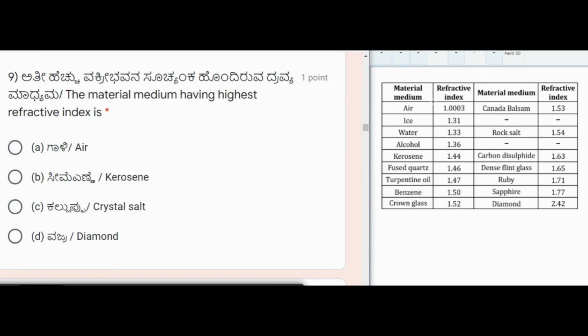Ninth question, the material medium having the highest refractive index is... If you see the right side of the screen, there are various material mediums and their refractive index. Air has the least refractive index and diamond has the highest refractive index. The options for the ninth question are air, kerosene, crystal salt and diamond. As they are asking for the highest refractive index, based on the table, diamond has the highest refractive index. So option D is the correct answer.